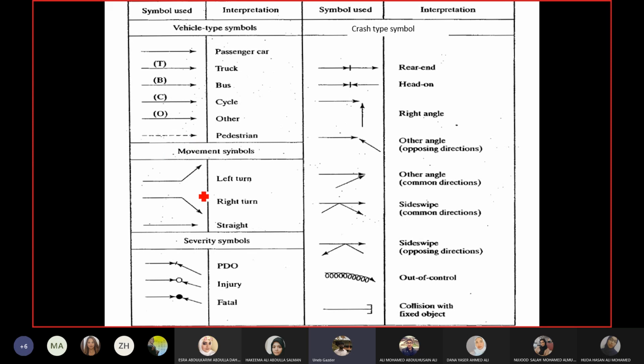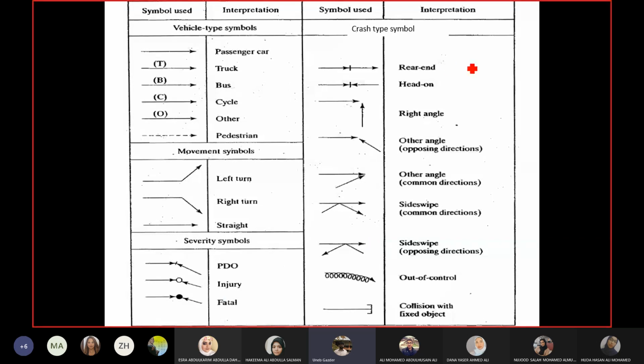Okay. Then the severity of the crashes is shown by these symbols. So if it's a dash, that means PDO. PDO, I used this term in the last lecture as well. Property damage only. So no injury, no fatality. Shown with a dash. If it is a white circle, that means the accident involved any injury, but there was no fatality. If it's a black circle, that means the accident involved a fatality as well.